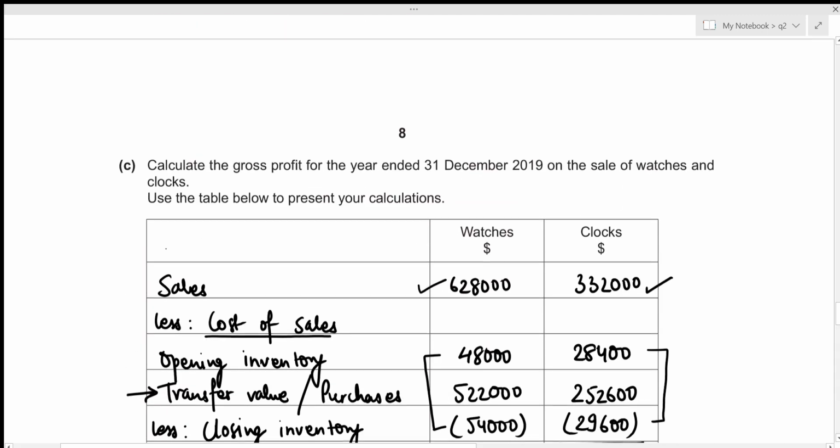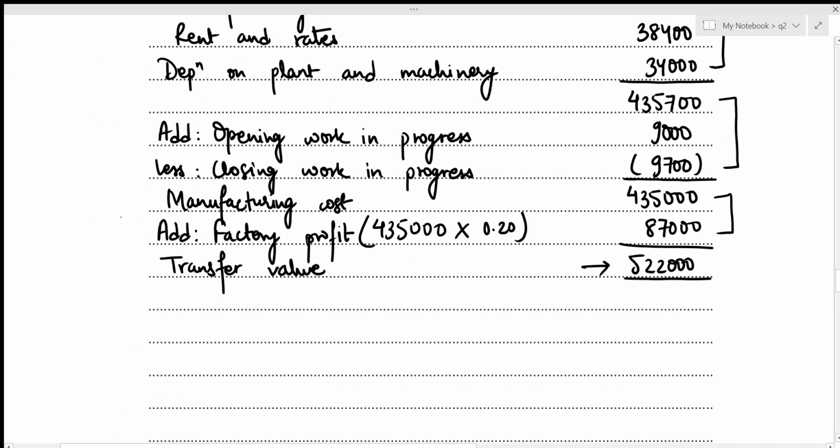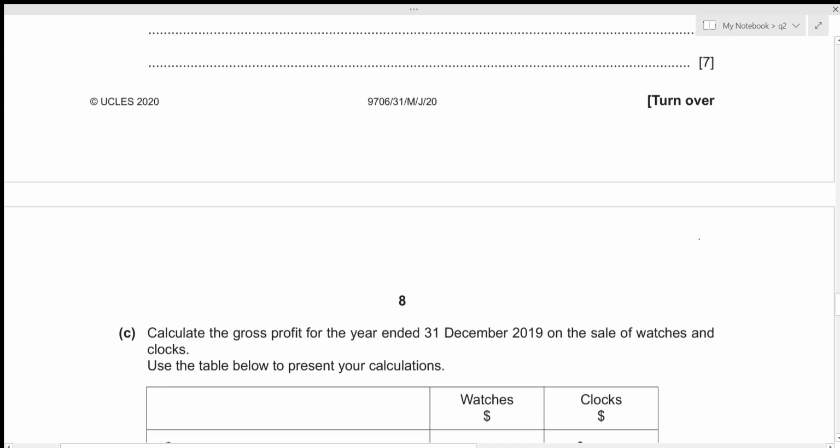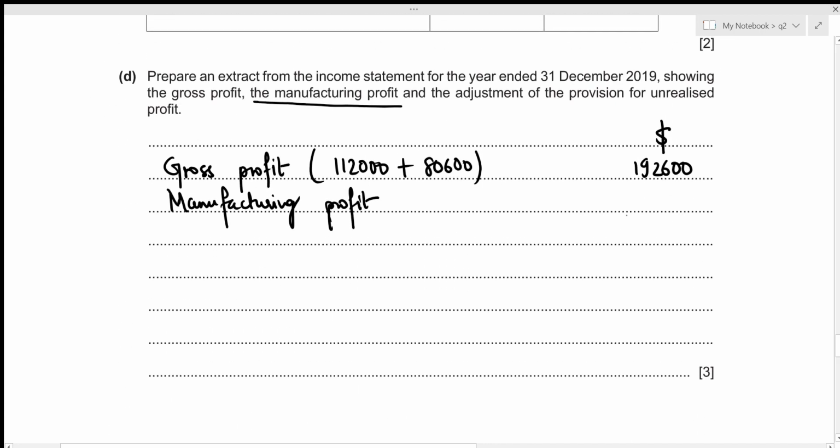So let's have a look at our manufacturing account. We added our factory profit right here and it amounted to 87,000. So we just have to add this amount of 87,000 back to our gross profit. Let's do that. We have 87,000.